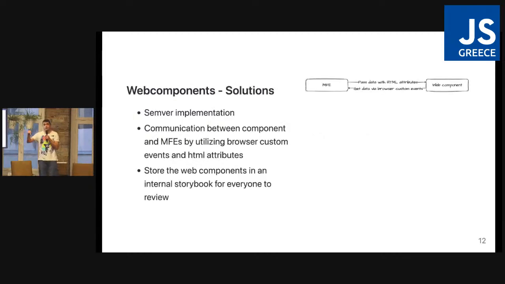So as a solution to the solution, we decided to implement at last a Semver implementation, semantic versioning, meaning that we had major, minor, and patches for our web components. We established communication between components and micro-frontends by utilizing browser custom events for the output and HTML attributes for the input. And if we wanted to pass something pretty complex, we passed stringified JSONs. Don't try this at home. It's not really good. And last but not least, we stored the web components in an internal Storybook for everyone, meaning designers, PMs, and us developers, to review.